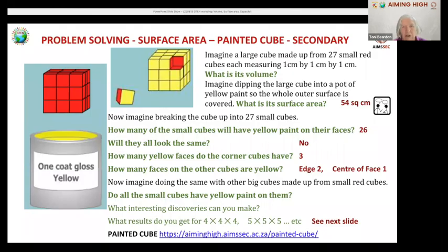Where does this mysterious answer of 26 come from? Because there are 27 cubes altogether. Can anybody explain why there's only yellow paint on 26 of the cubes? Put your learner heads on. It may be obvious to you, but think about the huge realization it is to some learners to figure out where that missing cube is. And what result do you get for 4 by 4 by 4 and 5 by 5 by 5? We are going to look at that on the next slide.